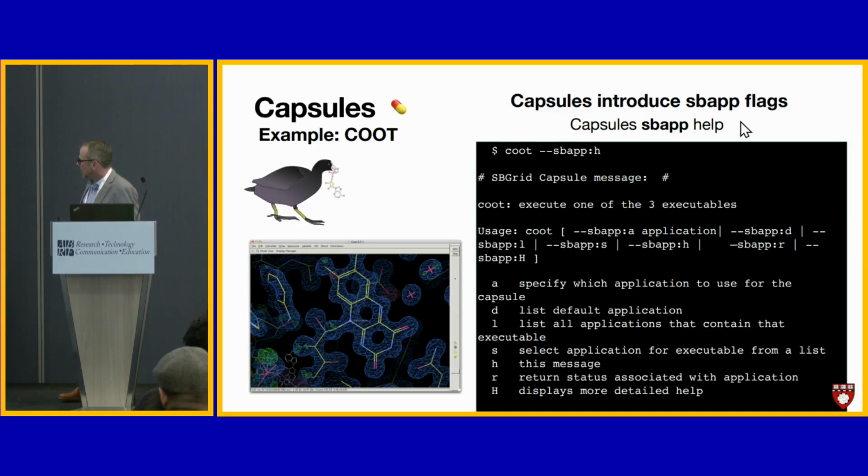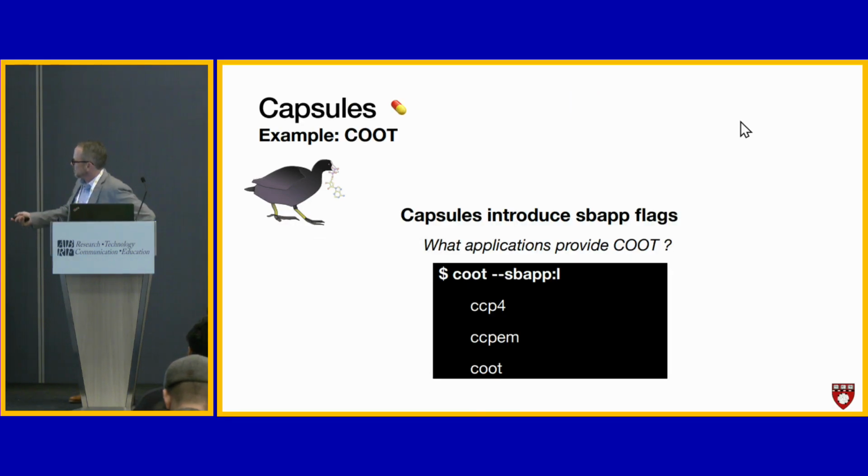So one quick example, this is Coot. Coot has an ATP in its beak. This is the figure I showed you at the beginning, my FAD. So we can use capsules to impose arguments on programs that don't have them, right? So we can put SBGrid arguments onto them and then give users functionality to manage their software on the fly. So here it's just running the SBApp help message, which tells you all the different arguments you can give it. So just a quick example, you can say coot SBApp:L.